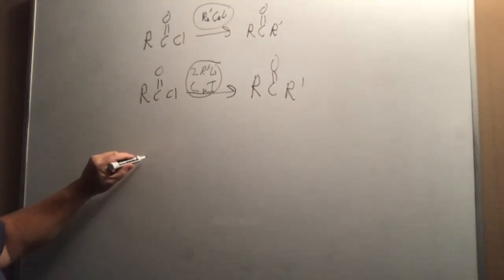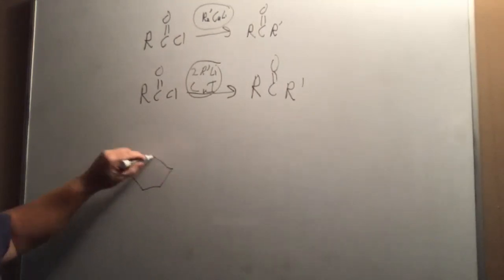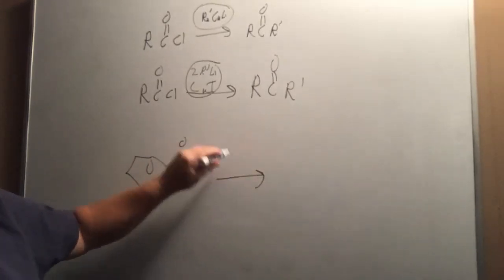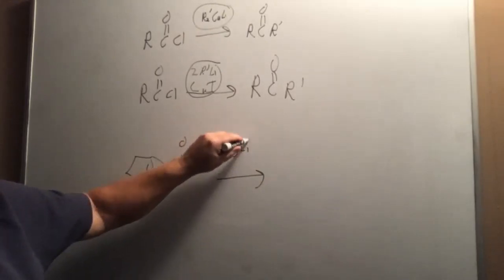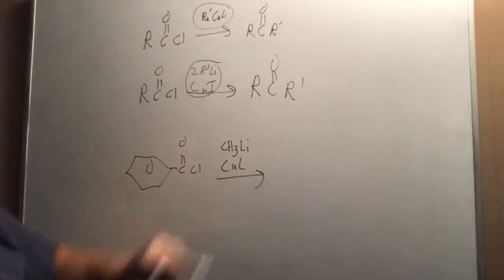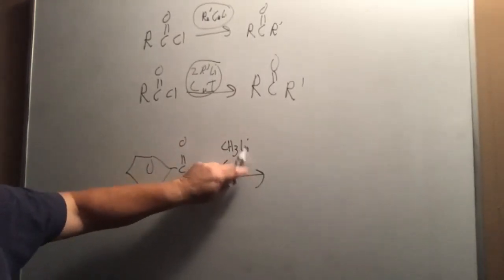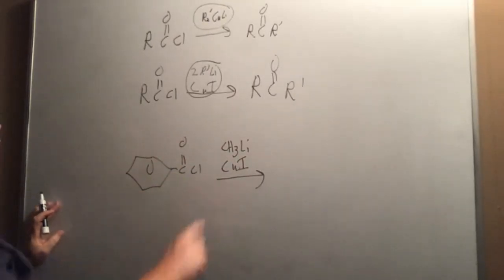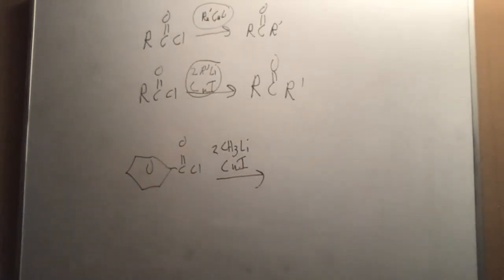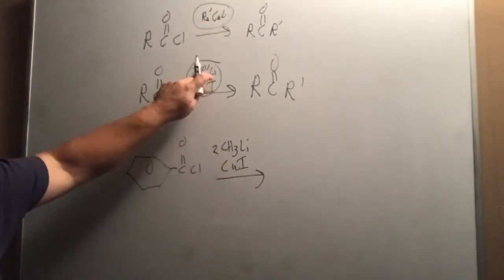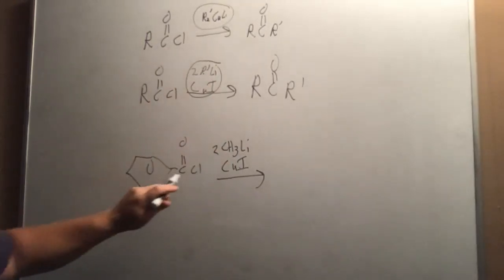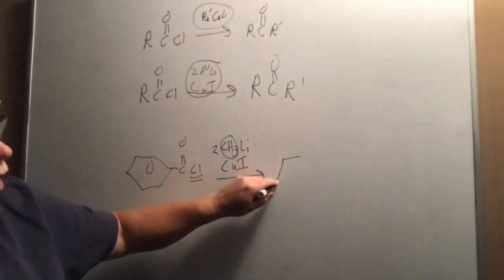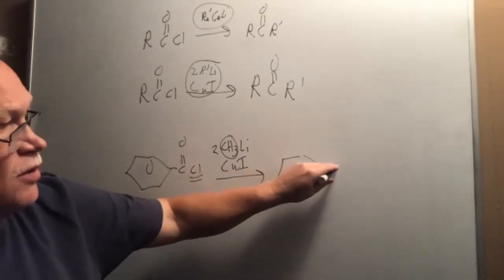So on the test, I could give you this question. So what's going to happen? Okay, and if I put a 2 in front of there, just to make it balance. Notice this is my R prime, this is my R. So what's going to happen? The methyl group is going to replace the chlorine group. So what would be the product of that reaction?